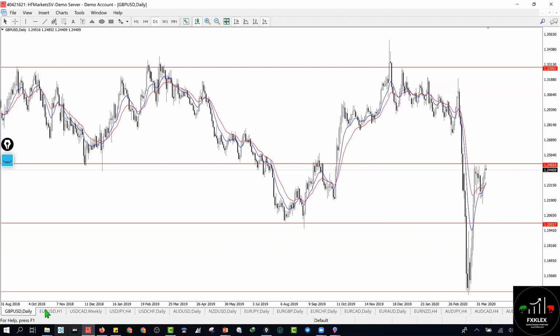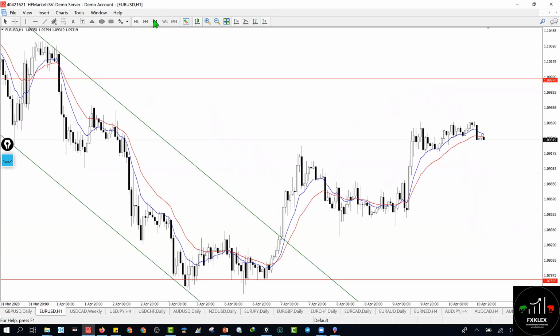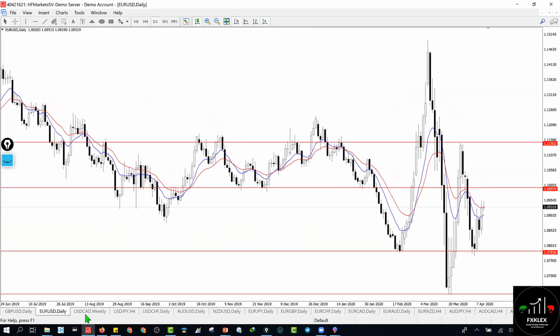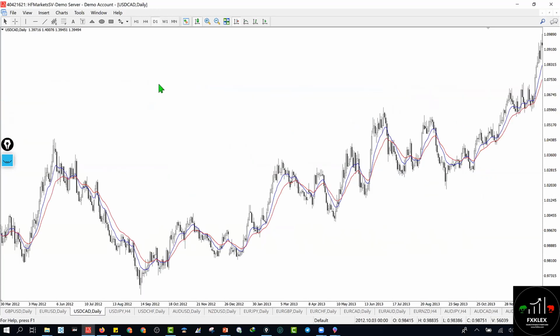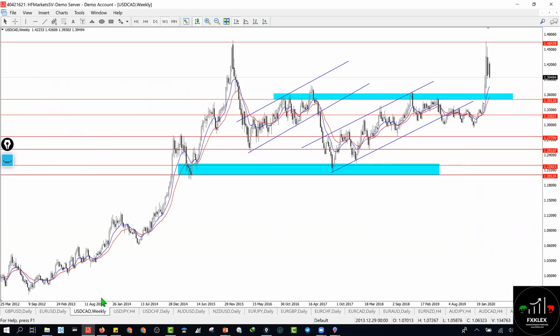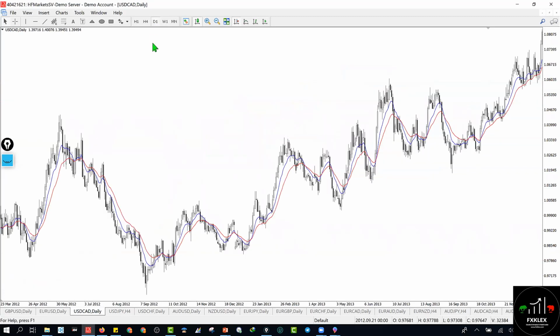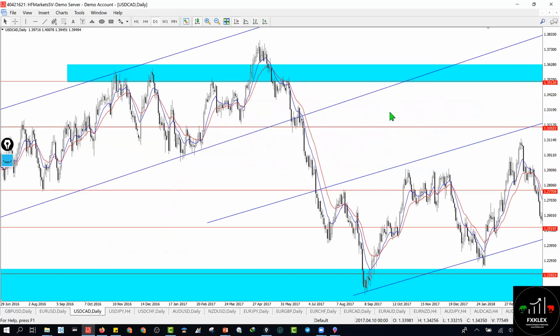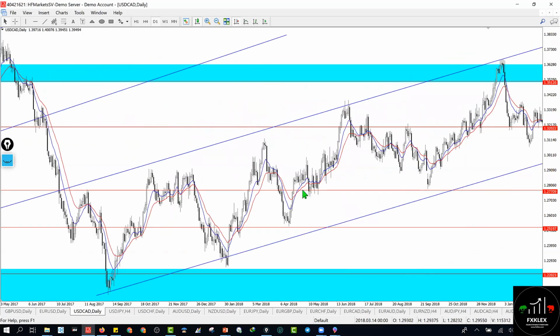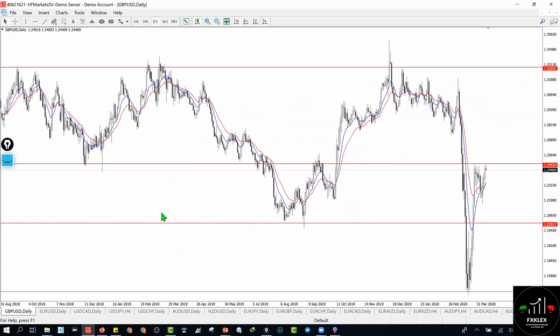You can see on all my charts, I'm going to show you one of my charts right here, Euro USD. You can see I have all the lines on my chart. On the USD Canada, you can see I have all the lines on my chart. It is very, very important if you want to make a breakthrough in trading. You have to know how to locate your support and resistance zones. Those are the key levels.